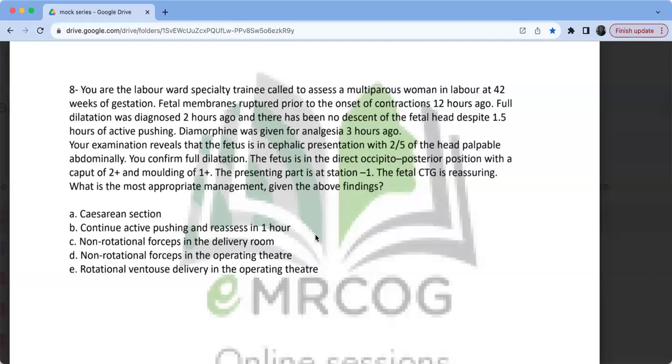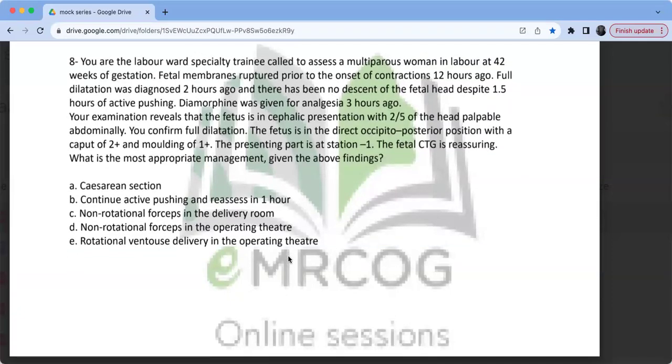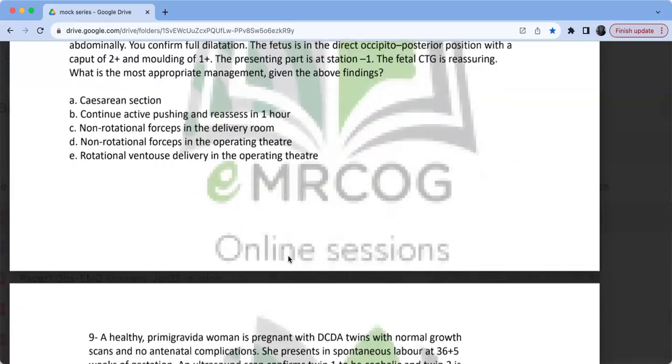What do you think this condition is, my friend? This is CPD, yes. So it's a cephalopelvic disproportion, go directly to cesarean section.